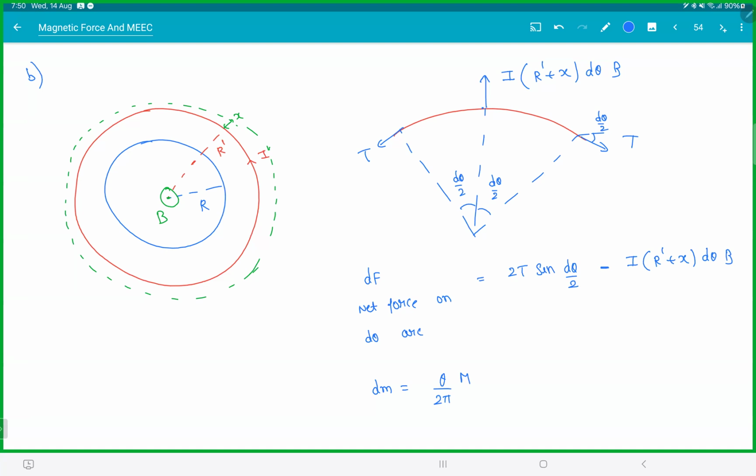Now, what is the tension here? Tension would be spring constant k into the change in length, which is 2 pi (r dash plus x), that is the new length, minus natural length, which is 2 pi r. Be careful with that. It's not r dash, you should always measure from the natural length. And if I subtract this, tension would be 2 pi k (r dash plus x minus r). There, I got everything. So substitute.